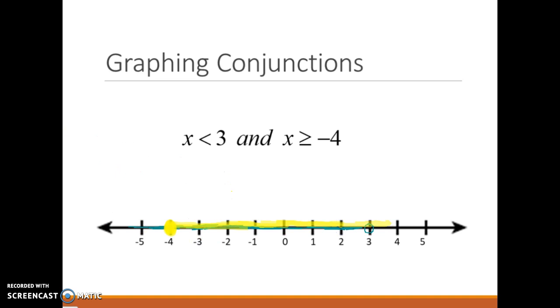And now you can see the solution range is anything between these two numbers. Anything that overlaps is going to represent the solution for this conjunction. In this case, though, 3 is not a solution because that would not fit both. It does not fit this one. 3 is not less than 3. So it still has to have that open circle.